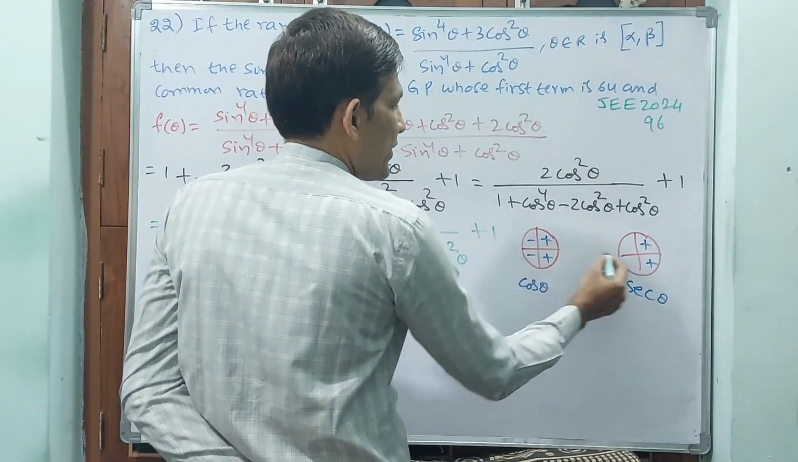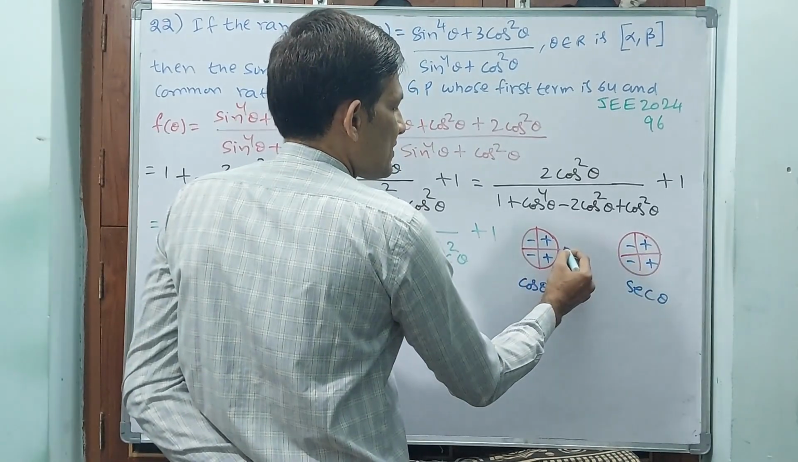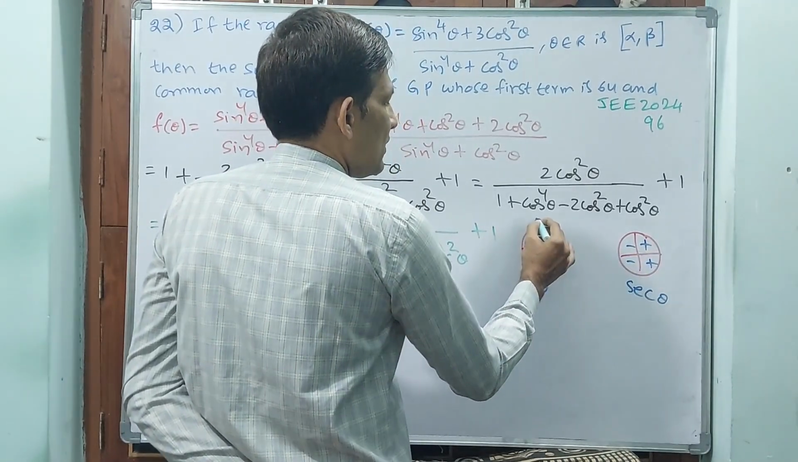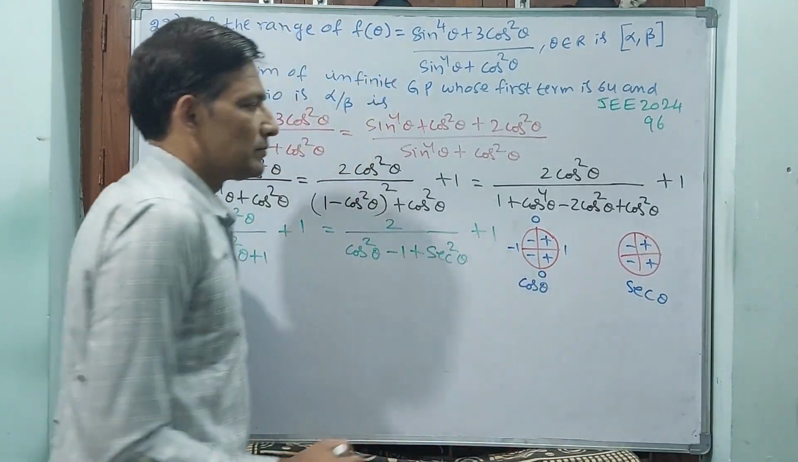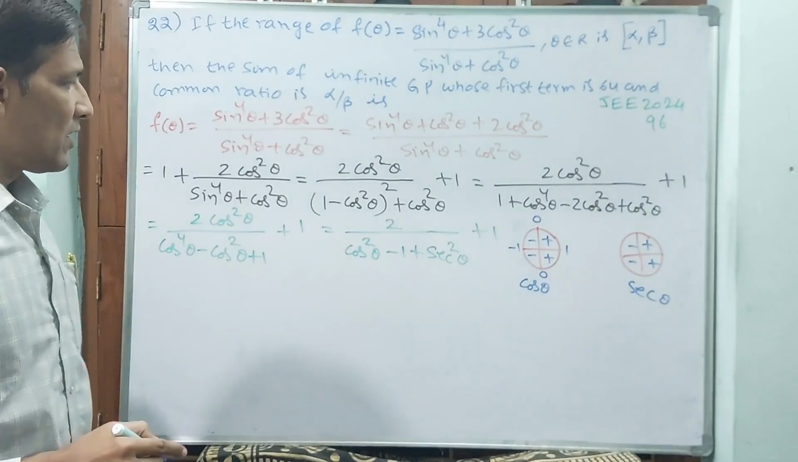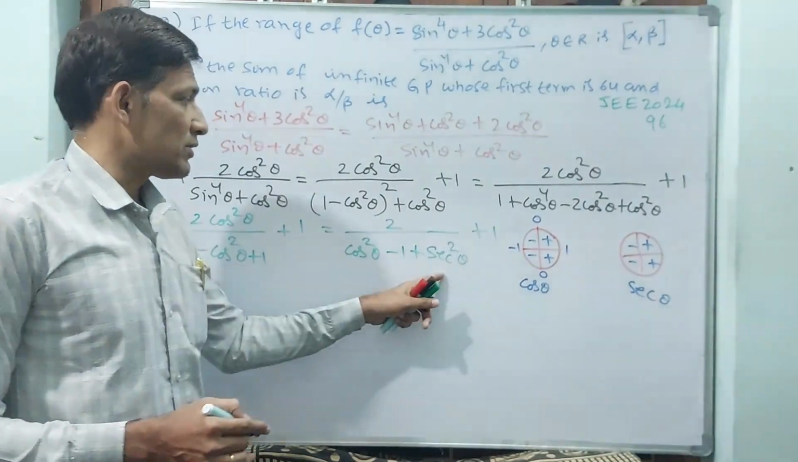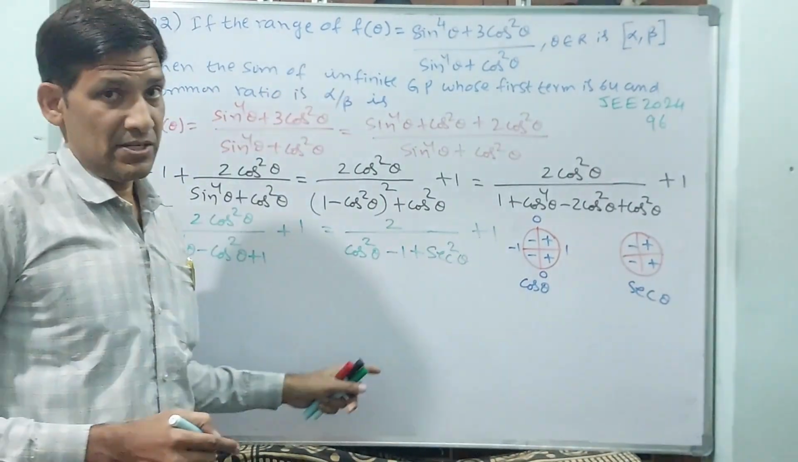Now see, I want values also. These two are negative. These two are negative. Values also. What is the value? Cos 0 is 1. Here 0. Here minus 1. Here 0. Is it correct for cos theta? But we require cos square theta, secant square theta. Then only we can find the range.